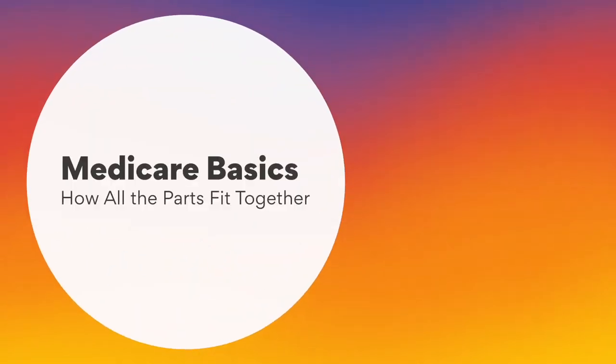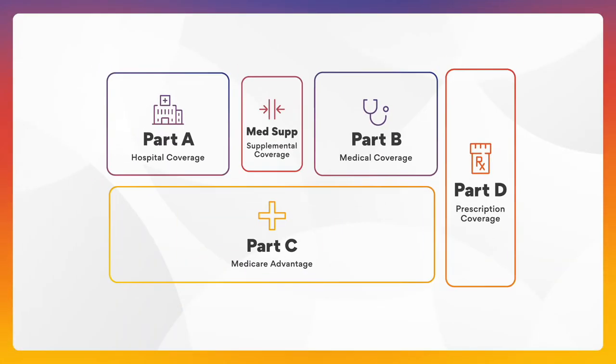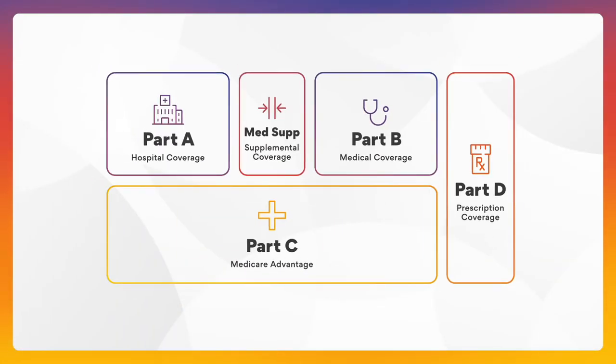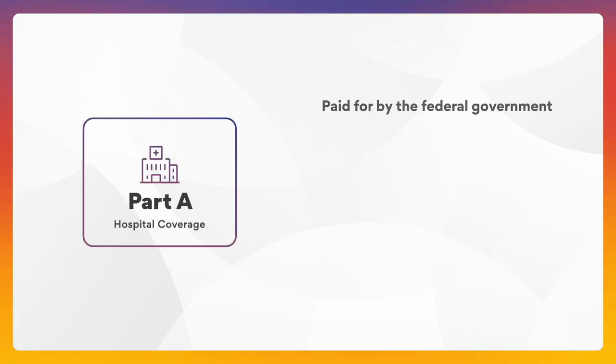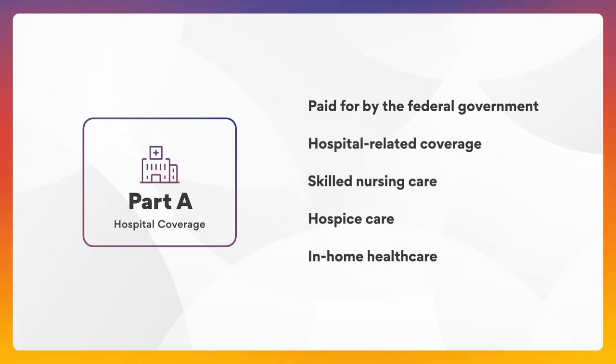Whether you're brand new to Medicare or have had some Medicare coverage for years, understanding the big picture and how all the pieces of this puzzle fit together can be confusing. There are two basic parts to original Medicare and three optional parts that help fill in the gaps. The two major building blocks of Medicare are commonly referred to as Parts A and B. Part A is provided to you and paid for by the federal government in most circumstances. It focuses on coverage of hospital-related, hospice, and healthcare services.